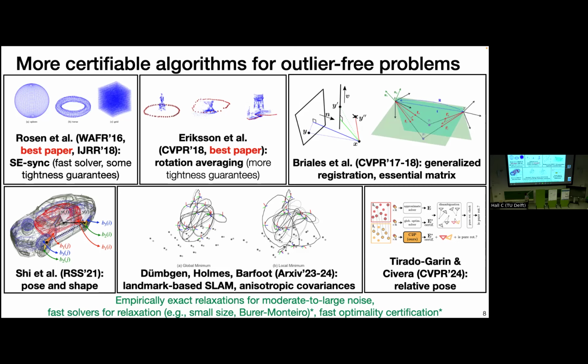I'm putting an asterisk on the last two because these statements are true for virtually all the problems on the slide, except for one, which is the anisotropic covariances, for which instead we fall in a case which is closer to the outlier case I'm going to discuss next. And essentially, for most of these problems, you can consider them solved. You have an optimality certificate, you have an optimal solution, you have fast solvers, and you can check optimality real quick.